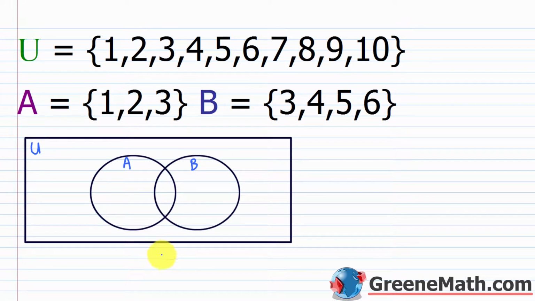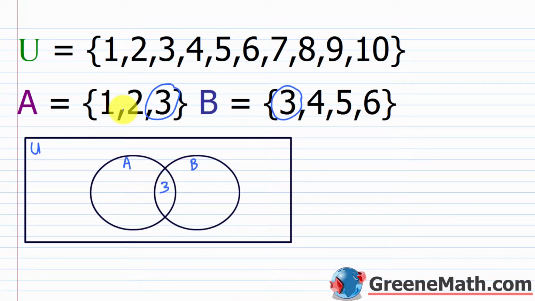One thing I want to bring your attention to right away: notice how there's a section of overlap. This is used to place any element that is part of set A that is also part of set B, so a common element. When we start listing things here, we have 1, 2, and 3 for set A, and 3, 4, 5, and 6 for set B. 3 is common to each, so that's going to go in this section of overlap.